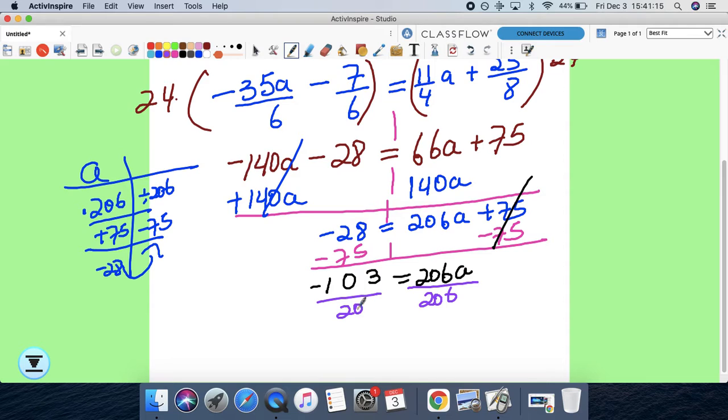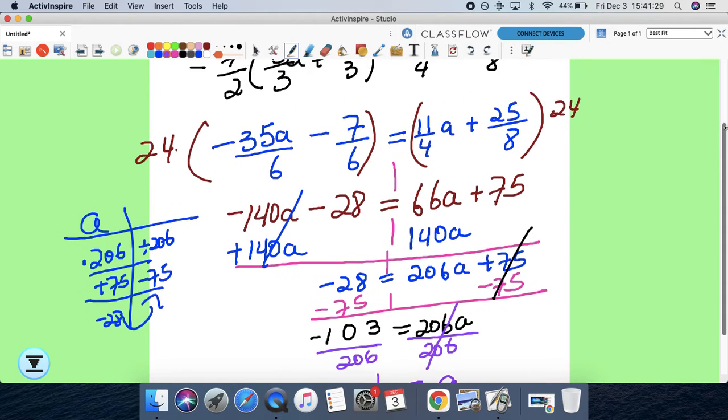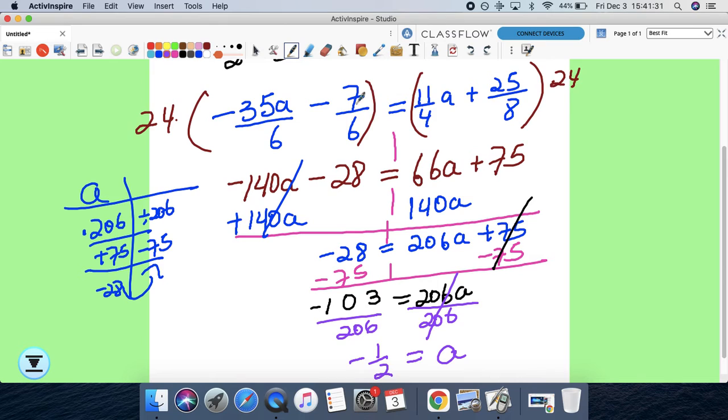Dividing by 206, a is all I have left, which is what I wanted to begin with, and this I can simplify to negative a half. So my answer is negative a half. Not that bad, right? You can change it to a decimal. I wouldn't, though, but I'm just saying you can.